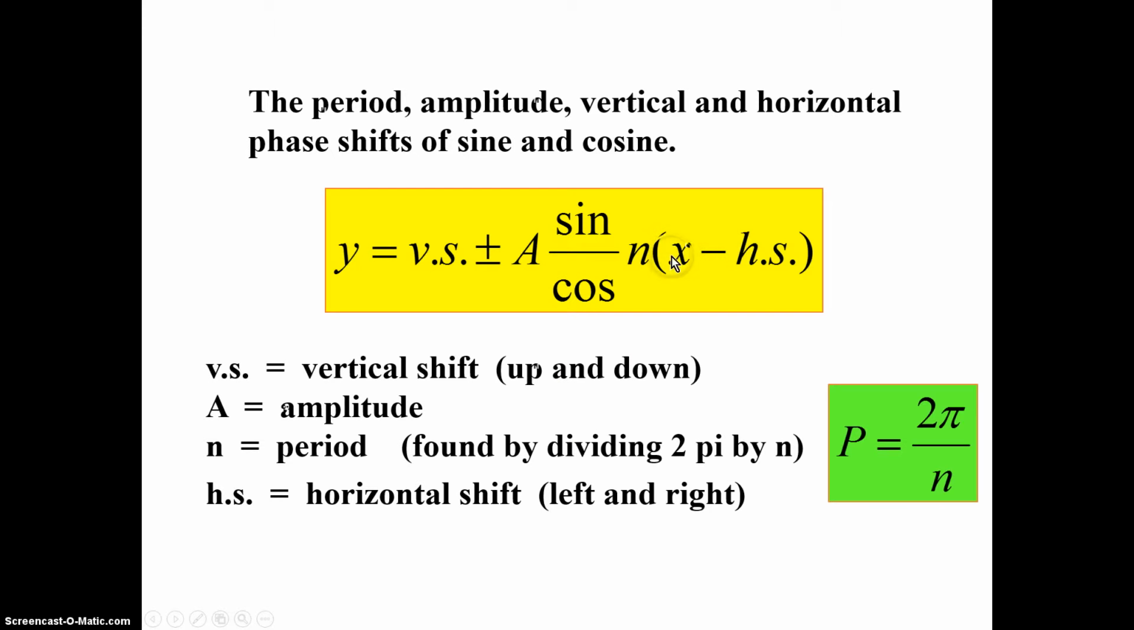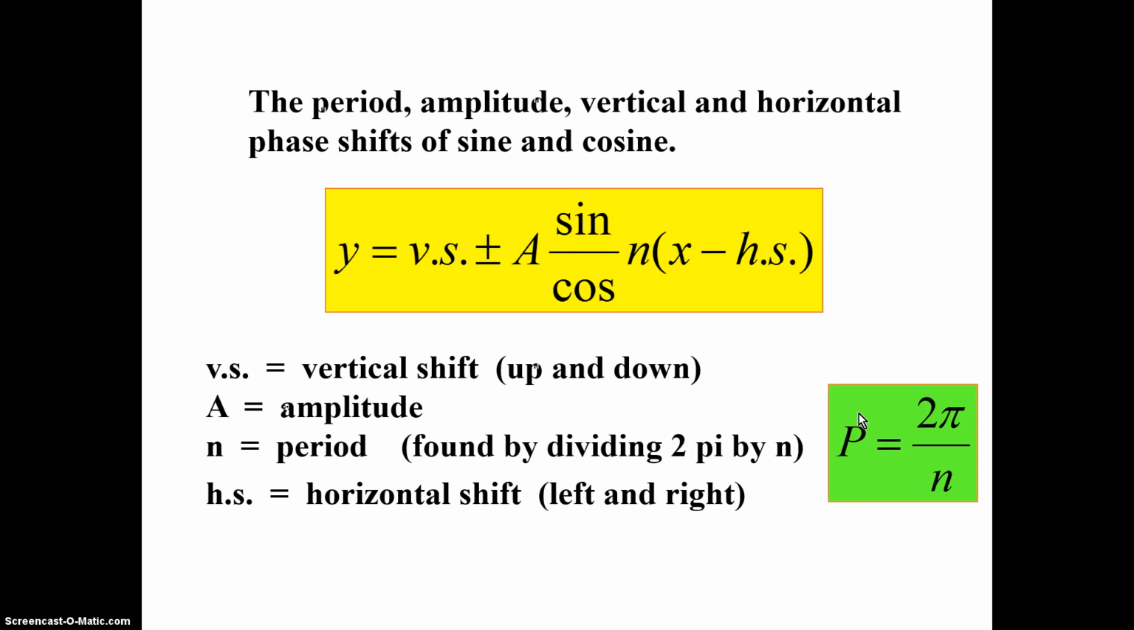This x has a coefficient of 1. If it doesn't have a coefficient of 1, you're going to need to factor, and when you factor that number out over here, it becomes your n. After it becomes your n, then you'll be able to take it to the formula and plug it in, and you'll get 2 pi over whatever number that is, and that will give you your period. Remember what we said about period. Period is the point at which your wave starts repeating.